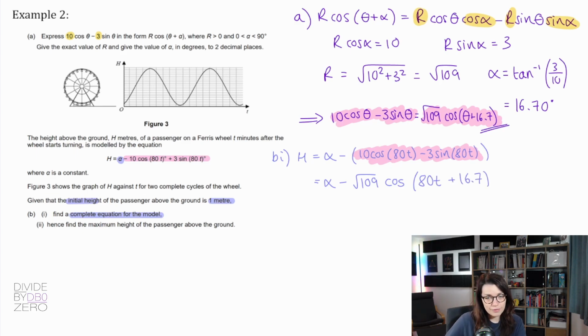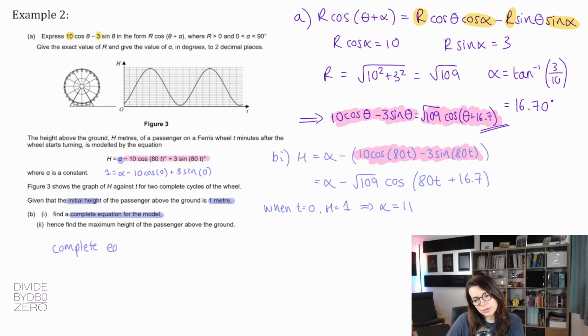Now to find alpha, we can use that information about the initial height being 1 meter. So when t is 0, h is 1. You could sub that into either model. I'd probably use the original here. So 1 equals alpha minus 10 cos 0 plus 3 sine 0. When you work that out, alpha ends up being 11. So the complete equation altogether is now h equals 11 minus root 109 cos 8t plus 16.7. That's the answer for B part 1.